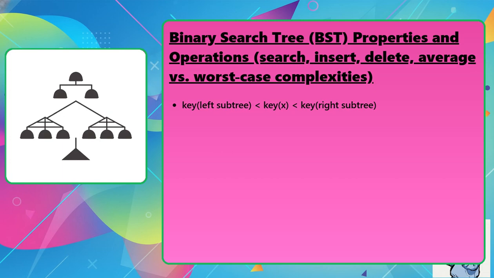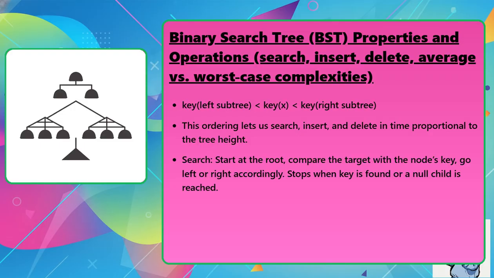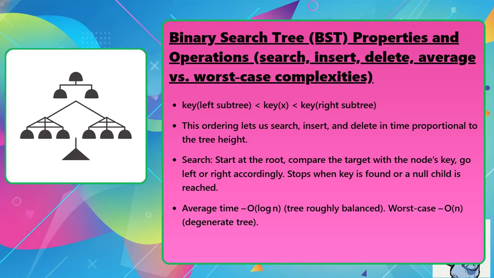Key left subtree less than key x less than key right subtree. This ordering lets us search, insert, and delete in time proportional to the tree height. Search: start at the root, compare the target with the node's key, go left or right accordingly, and stop when the key is found or a null child is reached. Average time O(log n) if the tree is roughly balanced. Worst case O(n) for a degenerate tree.